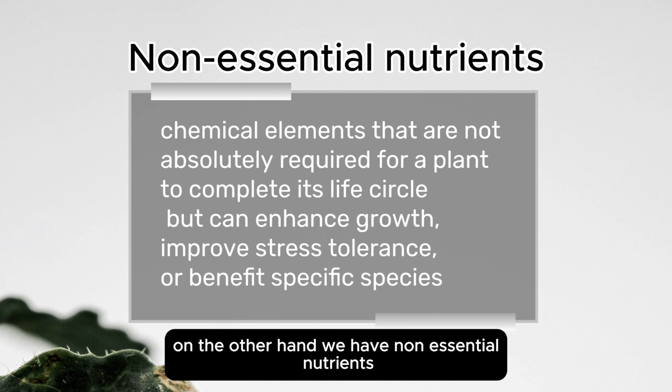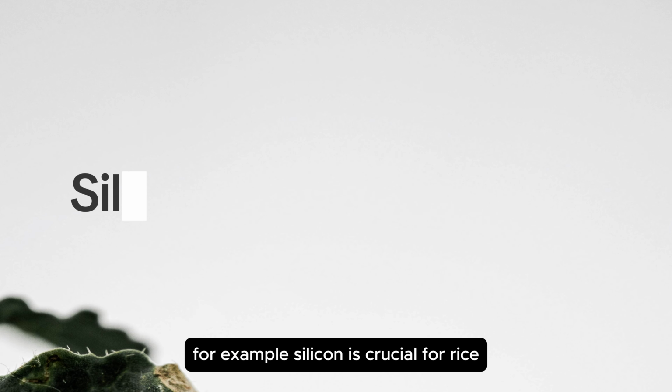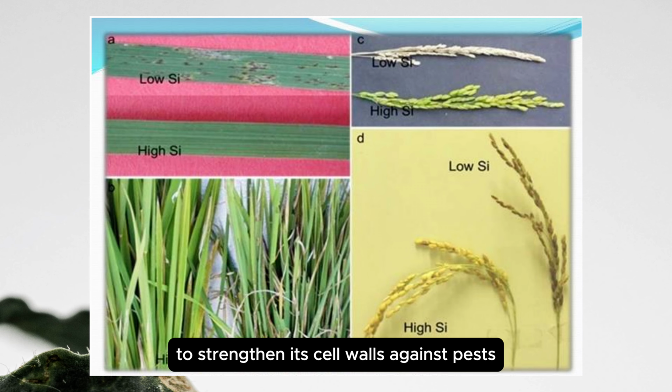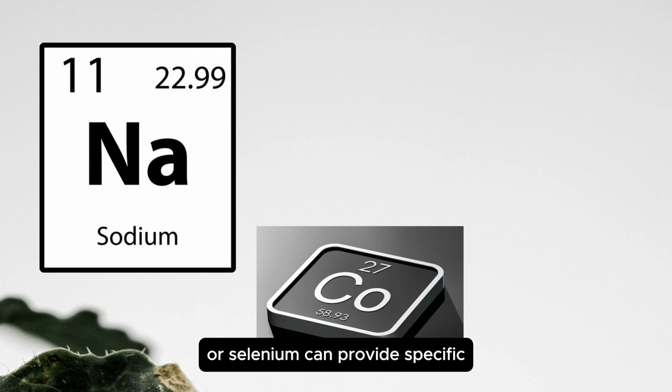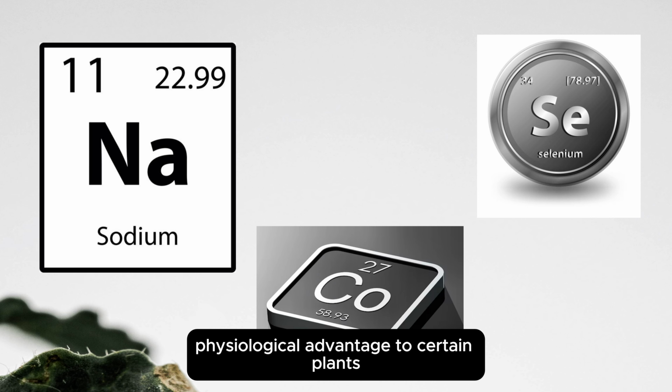On the other hand, we have non-essential nutrients. These are not strictly essential for all plants, but they can significantly enhance growth or environmental stress resistance in certain species. For example, silicon is crucial for rice to strengthen its cell walls against pests, and sodium, cobalt, or selenium can provide specific physiological advantage to certain plants.